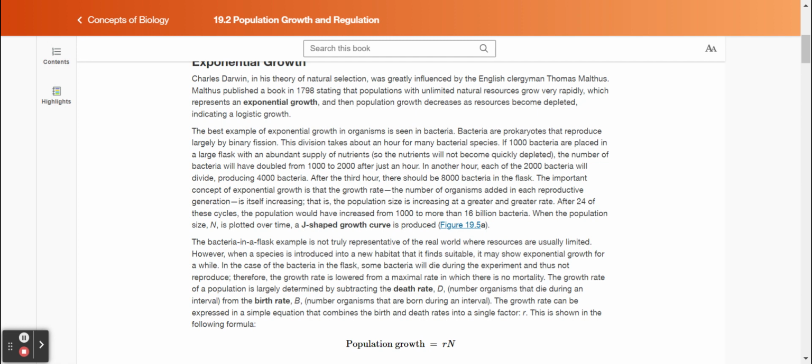The important concept of exponential growth is that the growth rate, the number of organisms added in each reproductive generation, is itself increasing. That is, the population size is increasing at a greater and greater rate. After 24 of these cycles, the population would have increased from 1,000 to more than 16 billion bacteria. When the population size, N, is plotted over time, a J-shaped growth curve is produced.